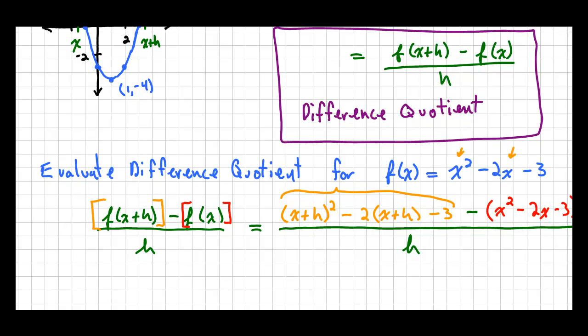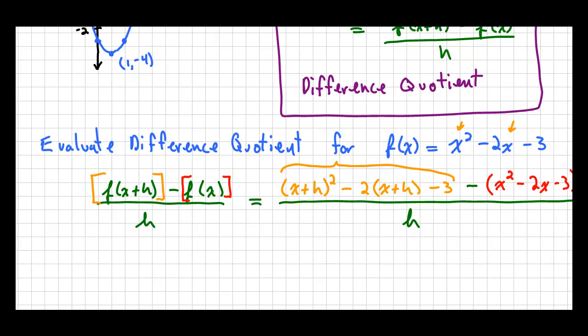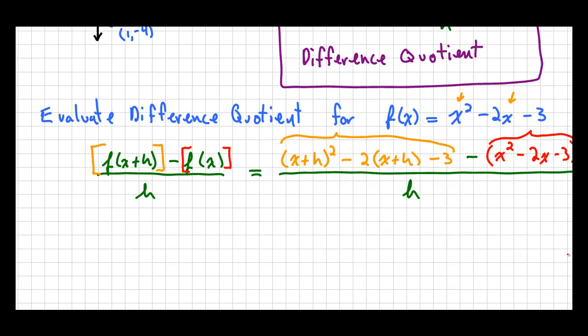The rest of this is just simplifying, right? So we've got two things. The orange part is the f of x plus h. The red part is the f of x, right? So f of x plus h minus f of x. We're just going to crank out all the algebra and collect like terms.